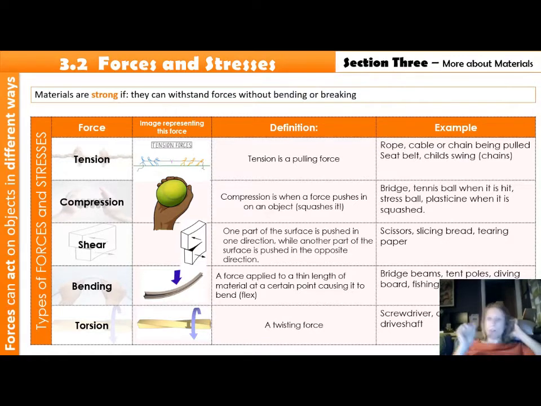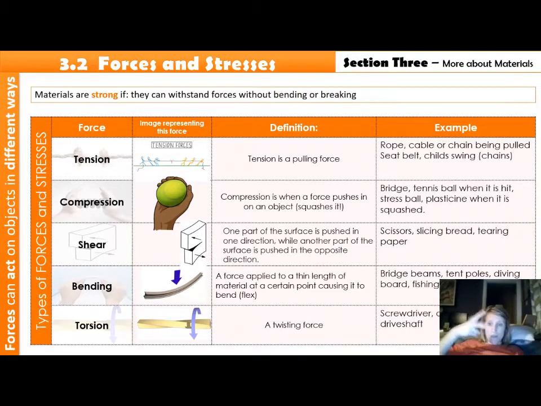Okay, so I think those first two are quite easy to understand. They're kind of opposite forces. So tension, pulling; compression, pushing together or pushing down on something. Shear is a little bit more confusing. You can see on the little diagram there that it's when things go in opposite directions. So it's when one part of a surface goes in one direction and the other goes in the other direction. And it's kind of parallel to each other.